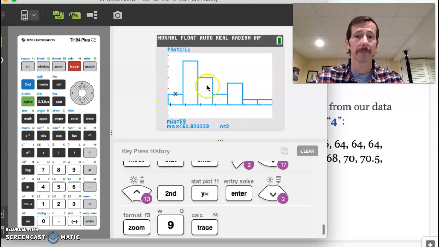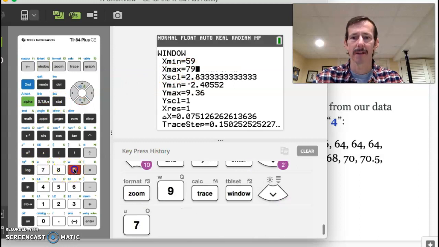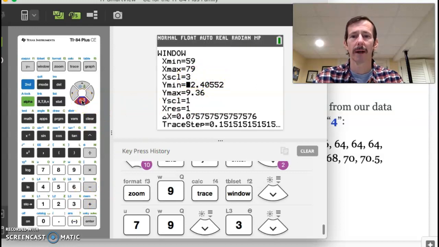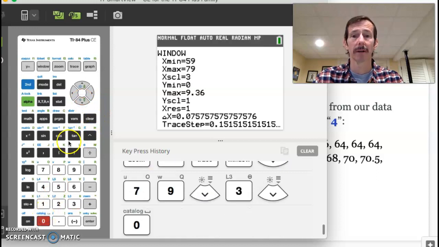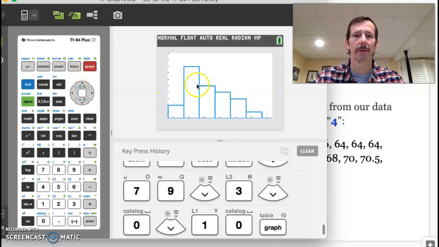So I'm going to fix my histogram the same way we fixed the bin width of our values before. I'm going to hit window, and 59 I think was the smallest person, but my max I'm just going to round up to 79. I want nice clean numbers. This is 2.833, so I'm going to make that a 3. We do not have to go into the negatives on this, and I can make this 9 or 10, just rounding everything to integers. And then you hit graph, and there's my very pretty histogram.